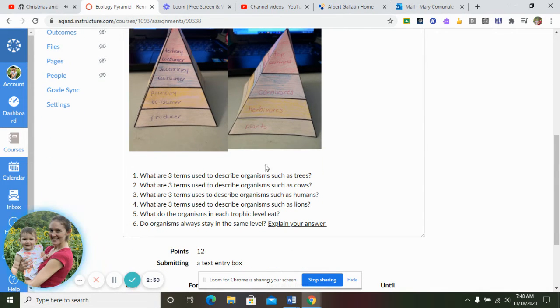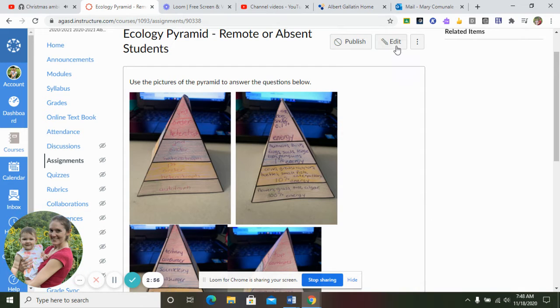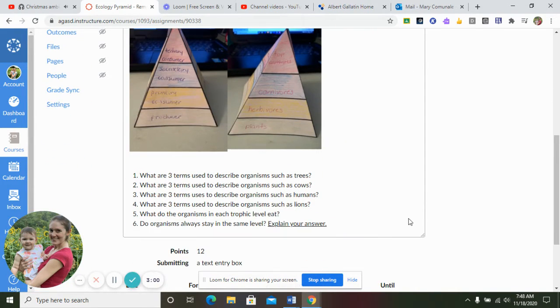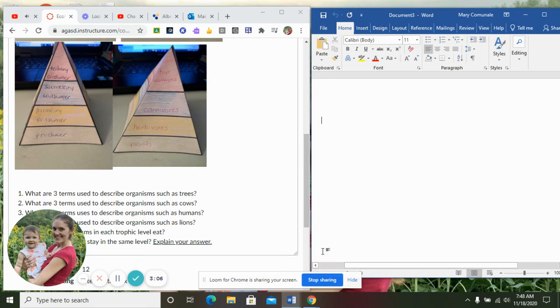So you're going to use those pictures to answer these 6 questions here, and you're going to submit it in the text box. So on yours, instead of this saying publish and edit, it's going to say submit. You'll hit the submit button, and then you'll answer these questions. Let me shrink that up a little bit. Get my Word document up. Okay.